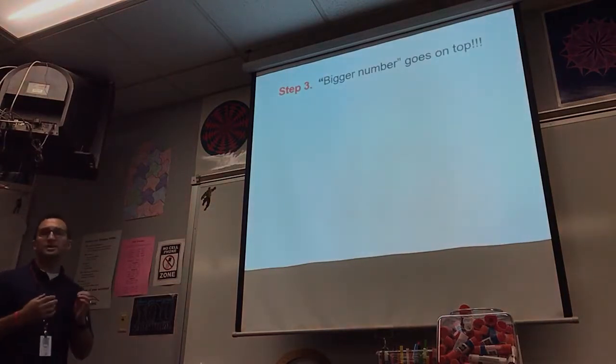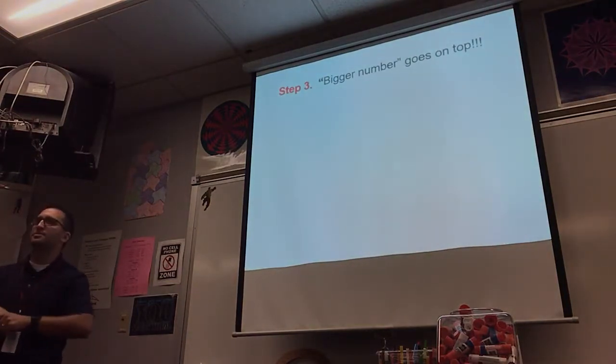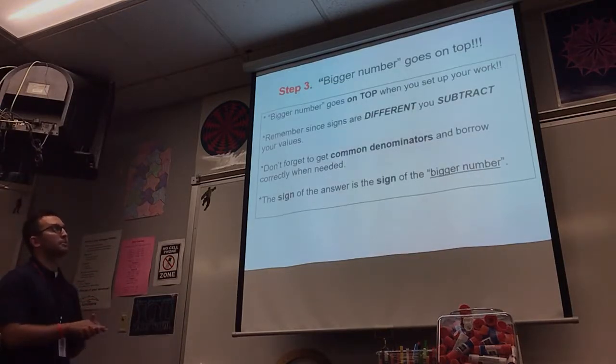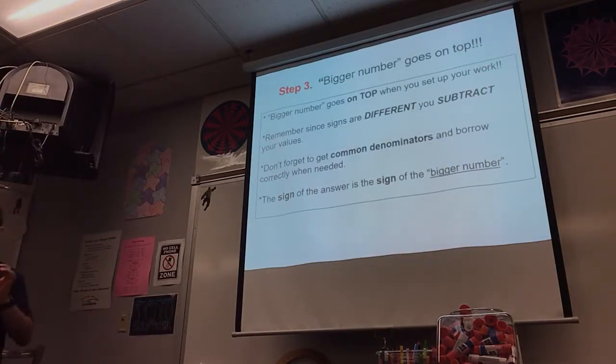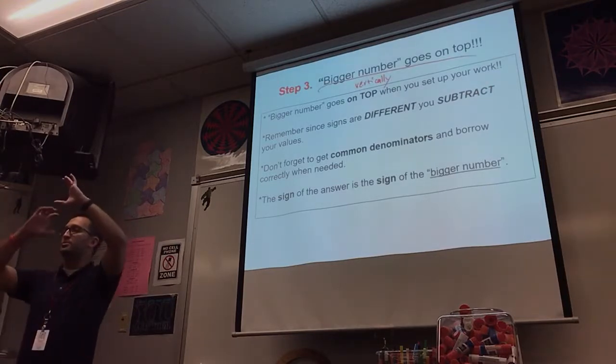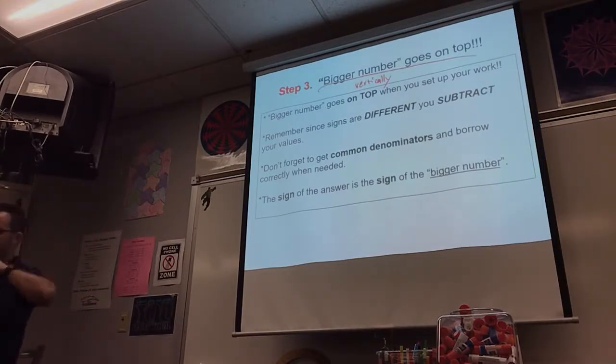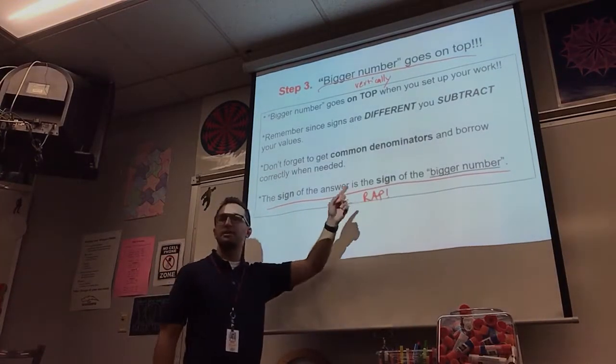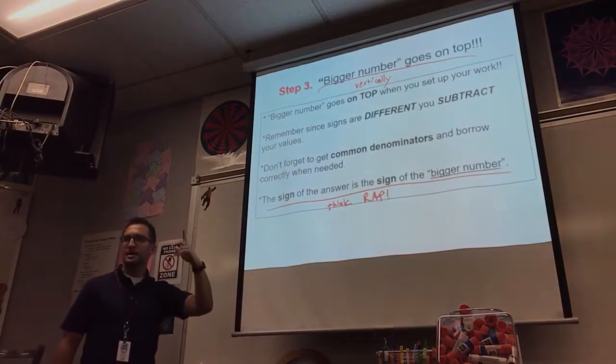Step 3, we want to make sure we remember that the bigger number is on the top. When I say bigger number, I mean the one with the larger absolute value, the one that looks larger. Not about positive or negative, just the bigger number. Remember, if the signs are different, you subtract. Don't forget to get a common denominator and borrow correctly when you need it. When I say the bigger number goes on top, I'm talking about when we line it up vertically. And then we just need to figure out the sign of the answer. The sign of the answer is the sign of the bigger number.